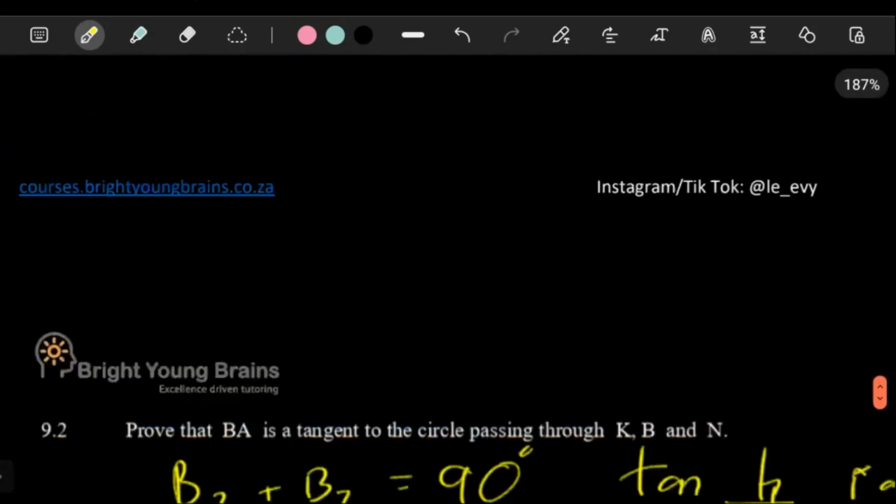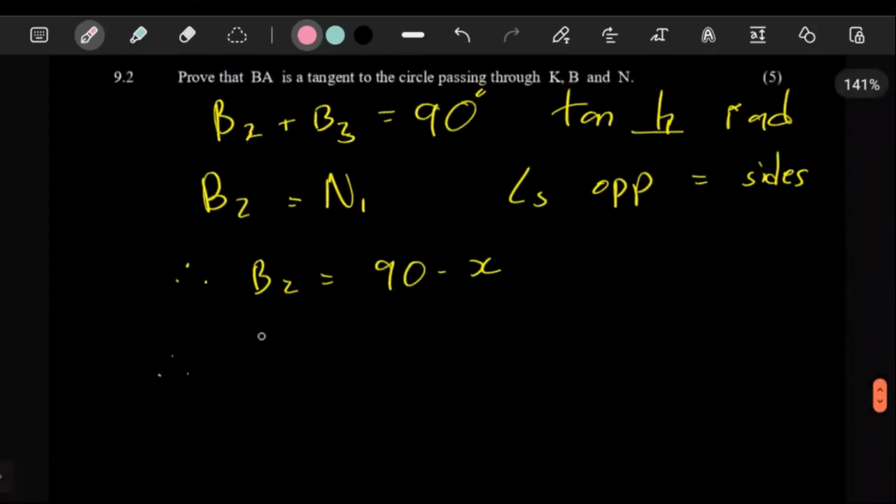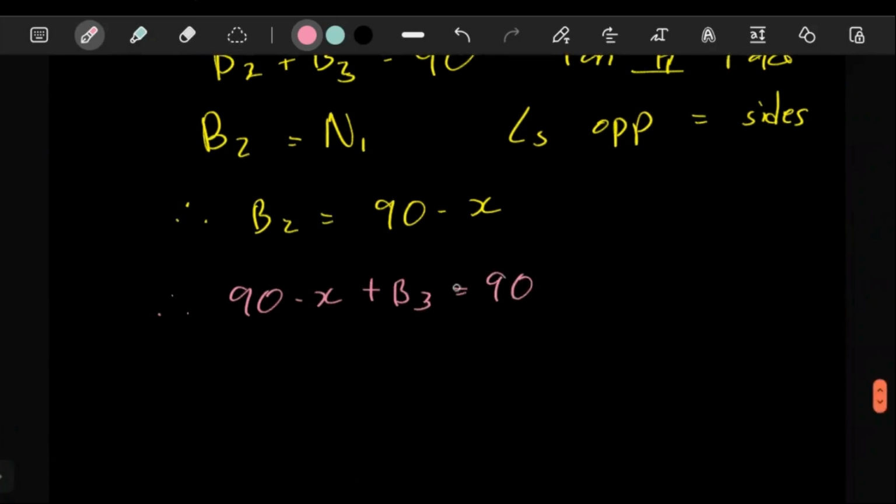So with all that being said, we can put it in our statement here. Therefore, we have B2 here, right, which is 90 minus x. If you add B3, it is equal to 90. And then this is just what? 90 goes to the other side, it's 90 minus 90. x goes to the other side, it's going to be x.